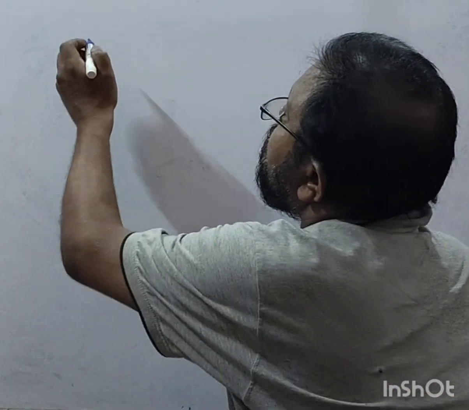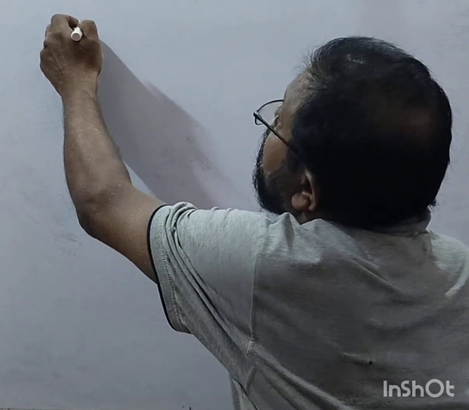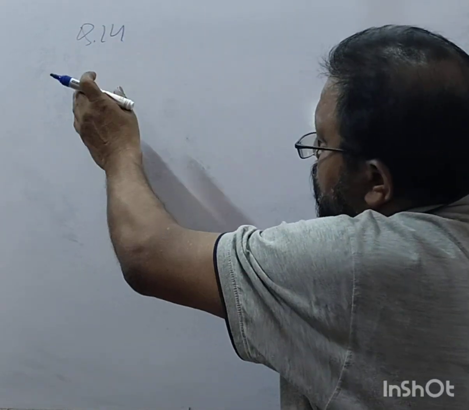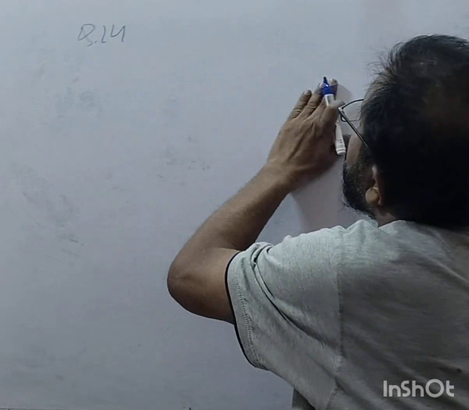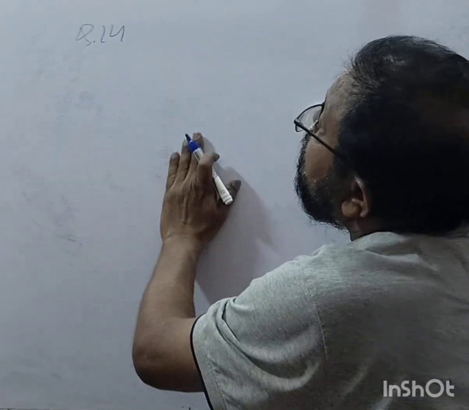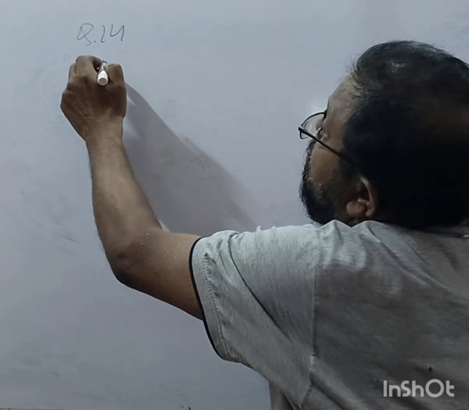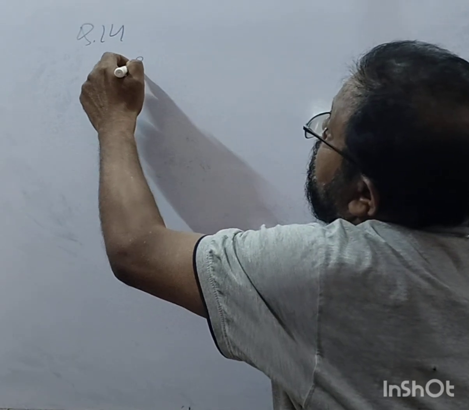Question number 14, second part. Question number 14. We will talk with the first one now. First was the class mark of a distribution. Class mark is 94.